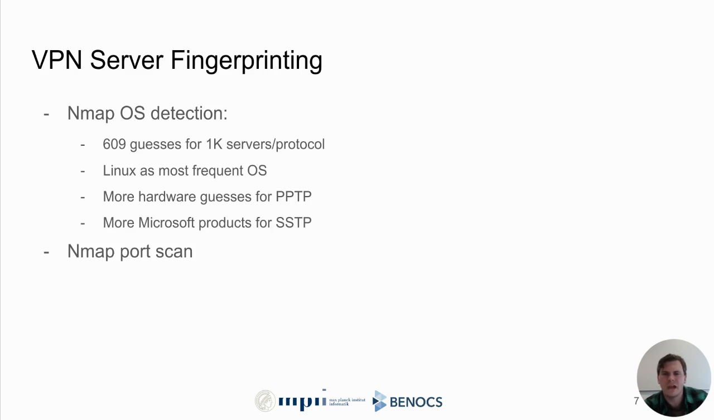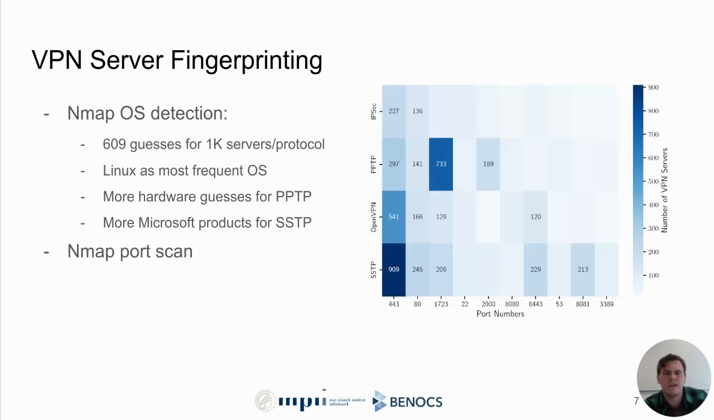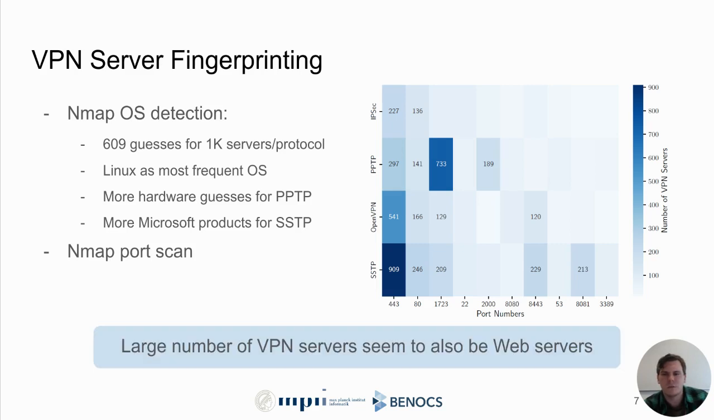We also tried to detect other open ports and created this heat map here, which clearly shows that ports 443 and 80, as well as some other HTTP-related ports, are the most frequently used ports, not only for the TLS-based protocols, but for all of them. There's one particular outlier, which is port 1723, which is very prominent, especially for the PPTP servers, simply because 1723 is the default PPTP port. In general, however, what we can take away here is that a very large number of VPN servers appear to be web servers as well.